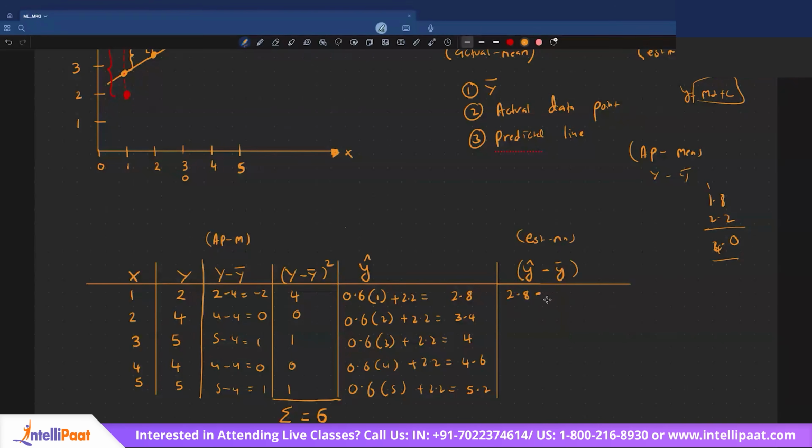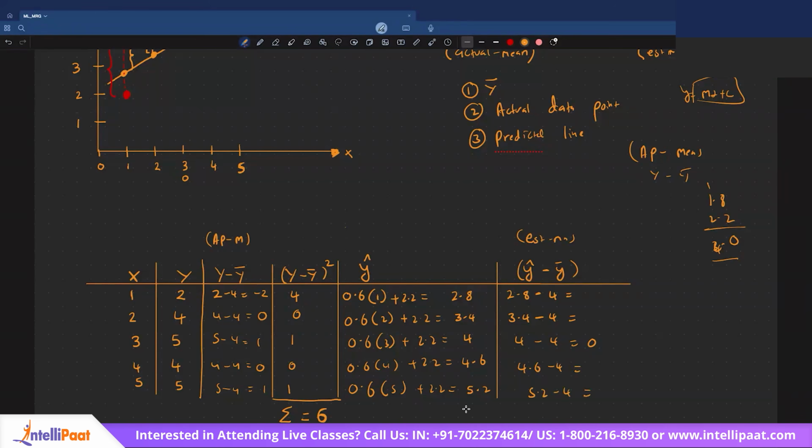So what is the estimated value, my people? 2.8 minus what is the Y bar? Is it 4? 2.8 minus 4 will be negative 1.2, correct? You do the hard work. 3.4 minus 4, 4 minus 4. I will write the answer, it is easy. Then 4.6 minus 4 and 5.2 minus 4. Come on, give me the answer for all of these.